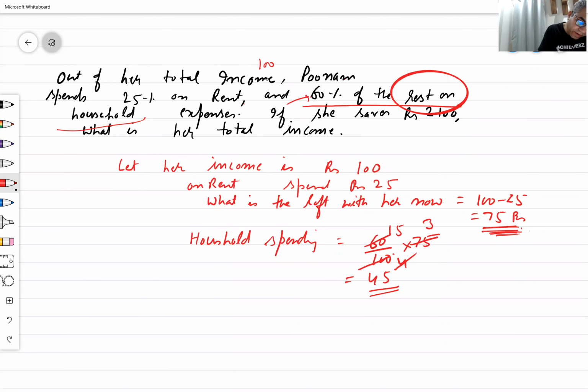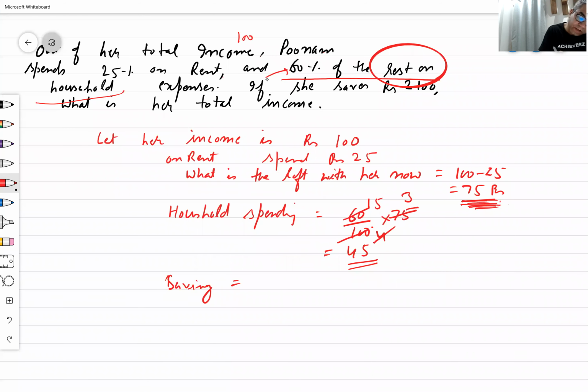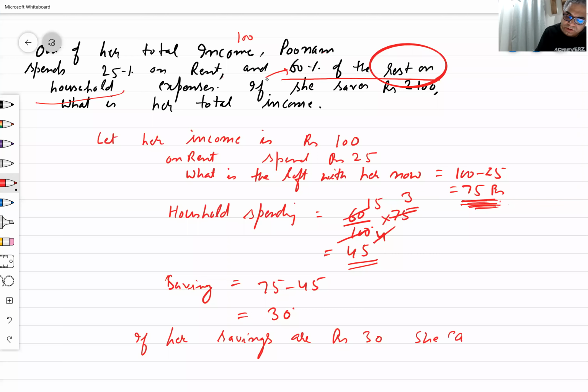So how much is saving? Out of 75, she further spent 45. So saving is 75 minus 45. That means 30 rupees. Now think about this way. If her savings are rupees 30, she earned how much? Rupees 100. This is what we assumed here.